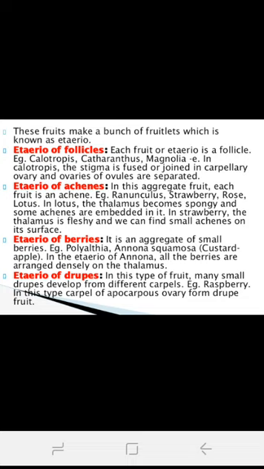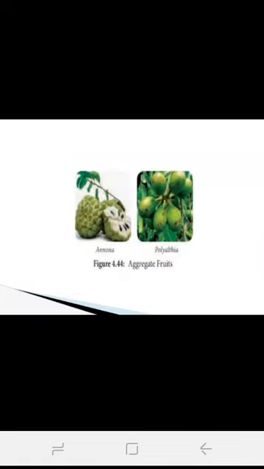Etaerio of follicles, example is Calotropis. Etaerio of akenes, example is lotus. Etaerio of berries, example Annona. Etaerio of drupes, example raspberry. So these are the bunches of fruitlets. Based on the fruitlet, you can give the name. These are the aggregate fruits, examples Annona and Polyalthia.